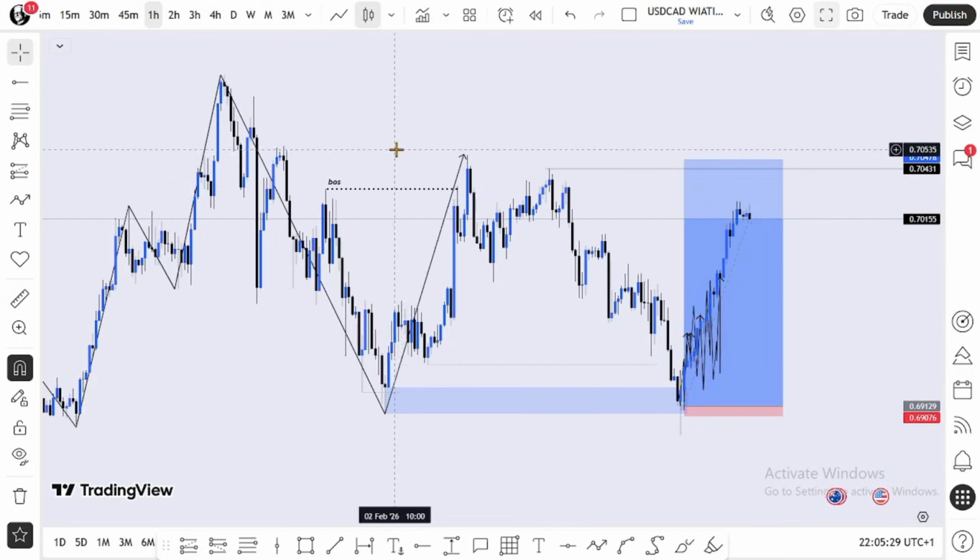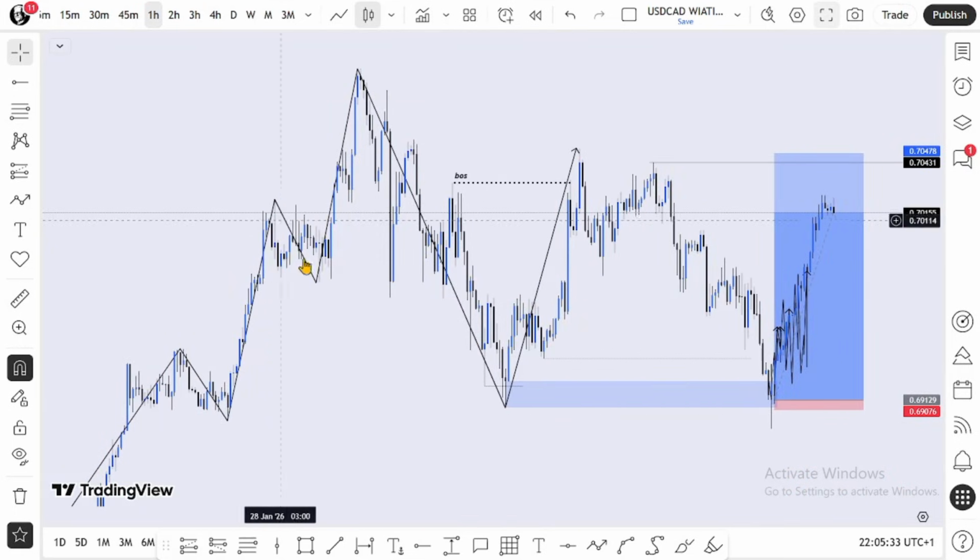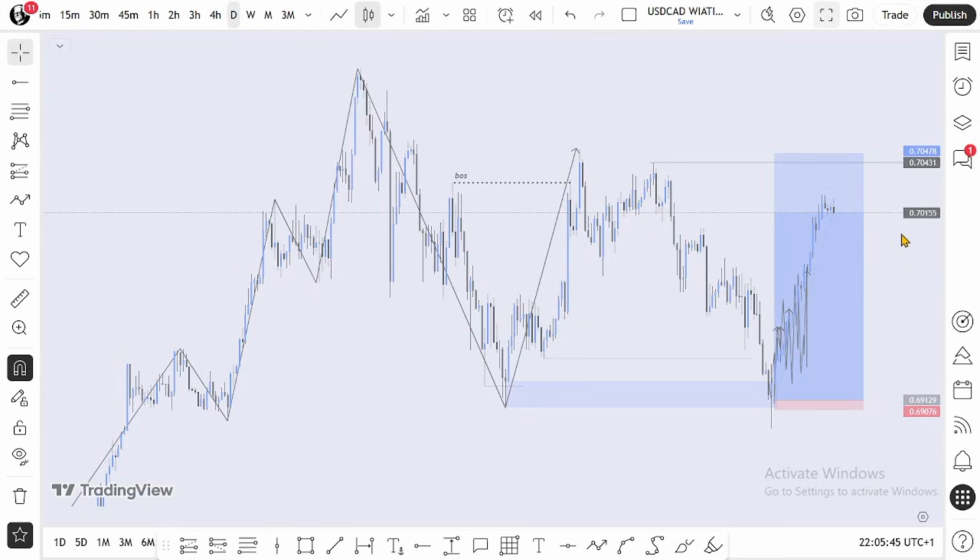Now you guys understand the structure. I believe I explained the structure. This is an uptrend forming a series of higher highs and higher lows. Let's try to structure this well. The first thing you want to do is go to your higher time frame and determine the bias. On the daily time frame, you can see clearly that it is bullish.